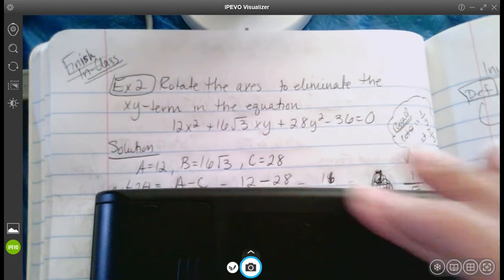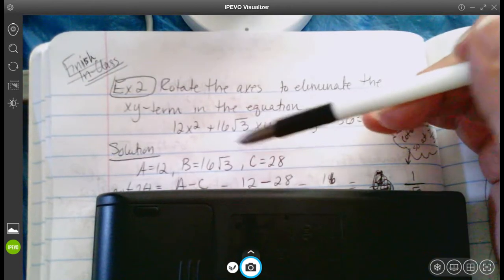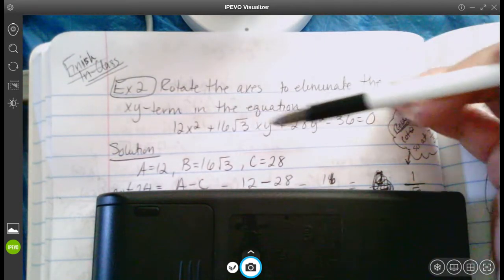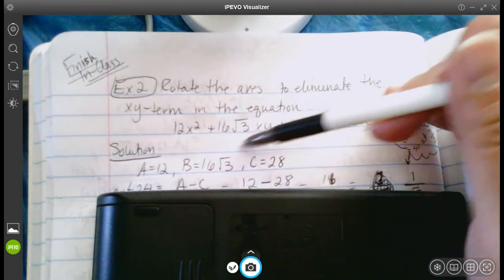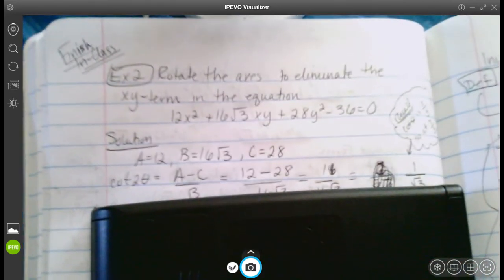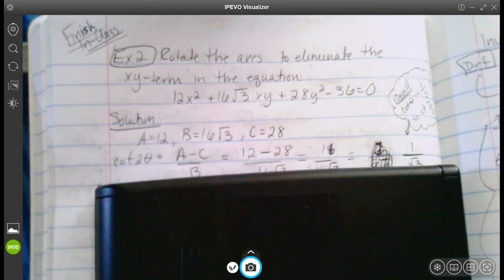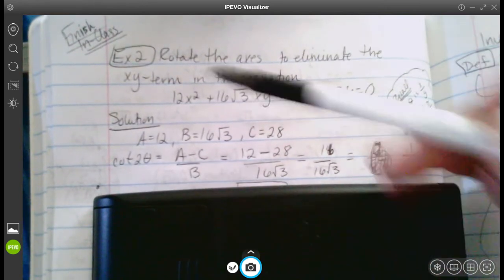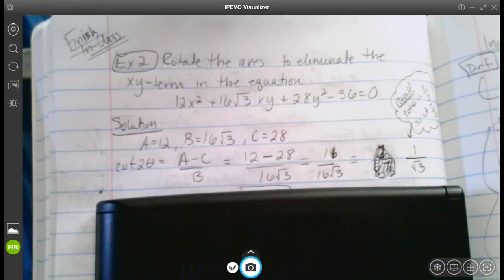In this one, we do have our A, B, and C. This is A, this is B, this is C. Notice that B has a square root of 3 in it. So what I did here is I plugged them into my formula, like so. And we get that, oh, this is getting very blurry.